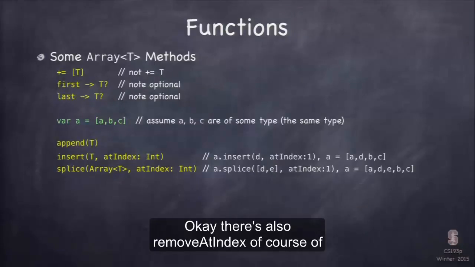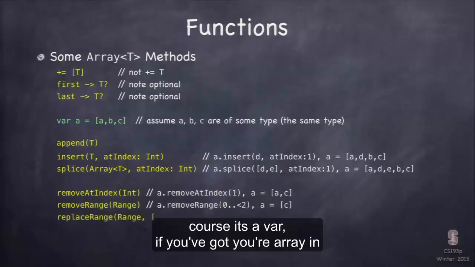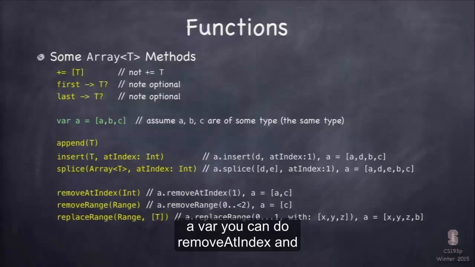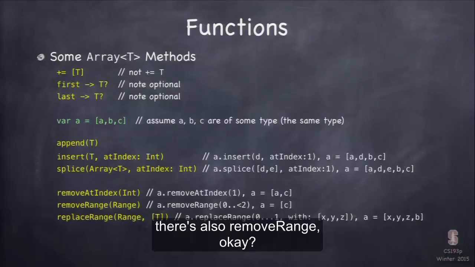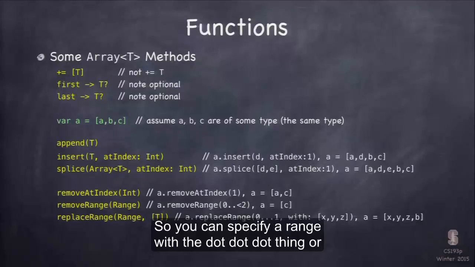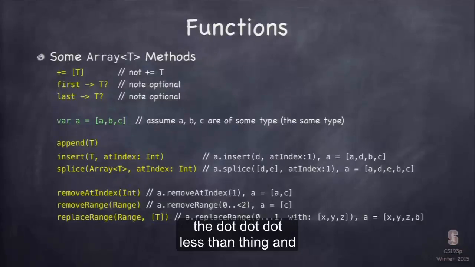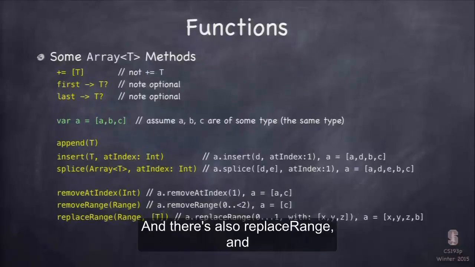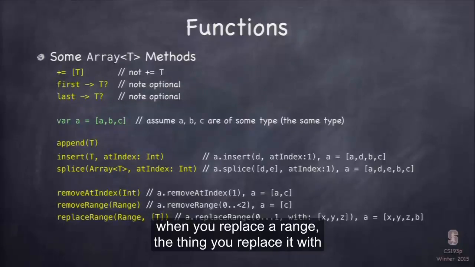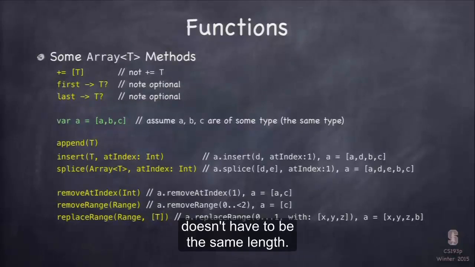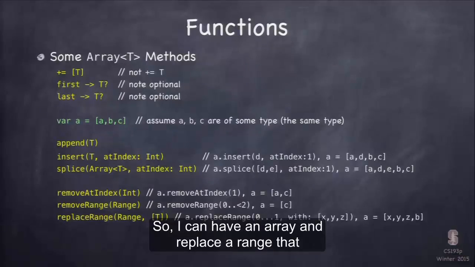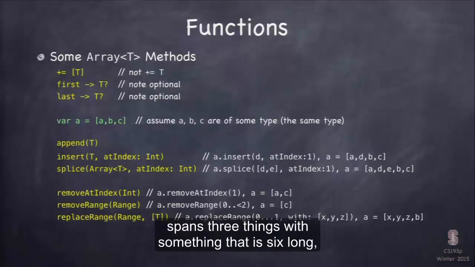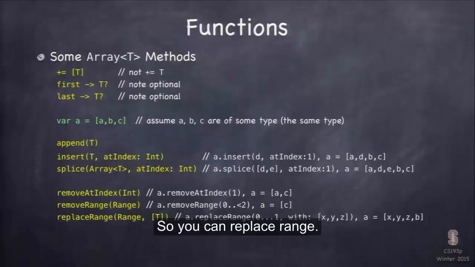Okay. There's also remove at index, of course, if it's a var. If you've got your array in a var, you can do remove at index. There's also remove range. Okay, so you can specify a range with the ... thing or the ..< thing and remove a range of your array elements. And there's also replace range. And when you replace a range, the thing you replace it with doesn't have to be the same length. So I can have an array and replace a range that spans 3 things with something that is 6 long and it'll make my array longer. Okay, so you can replace range.